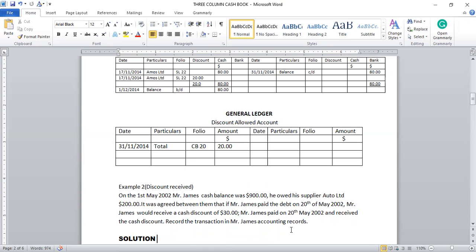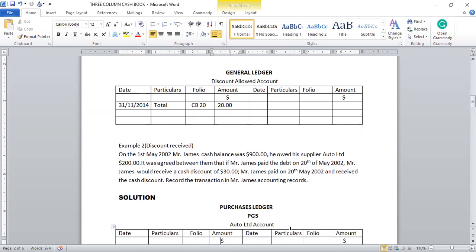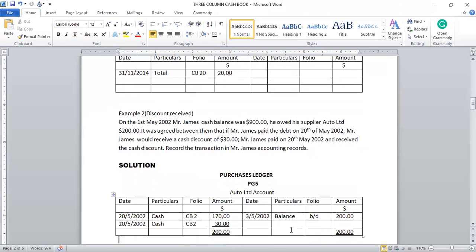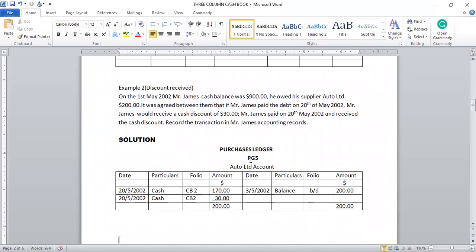So the same thing. Mr. James owed his supplier, Auto Limited, $200, and they agreed that if he was able to pay the debt on 20th May 2002, then a cash discount of $30 will be applied. Then he did, so he enjoyed it. So we are going to credit the cash book, then debit Auto Limited account. So let us look at how it works. The purchase ledger is where it should show Auto Limited account. I assume page 5, Auto Limited account.